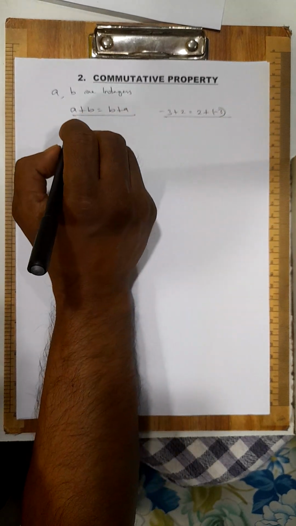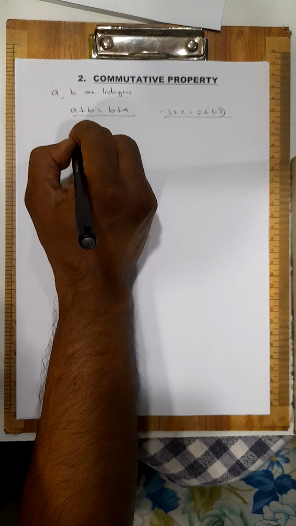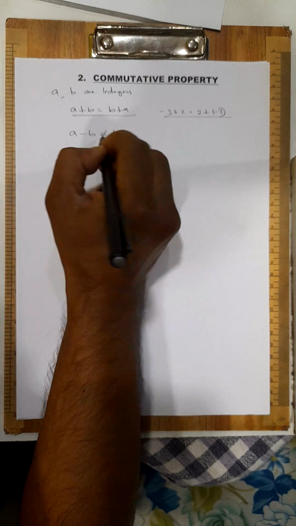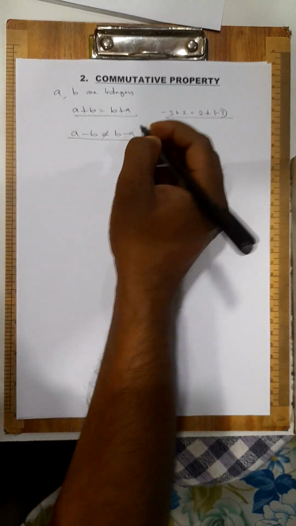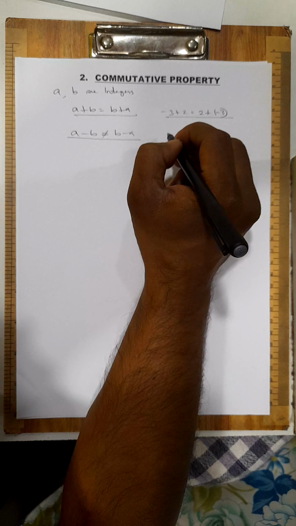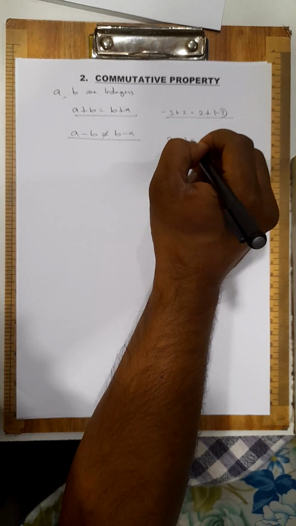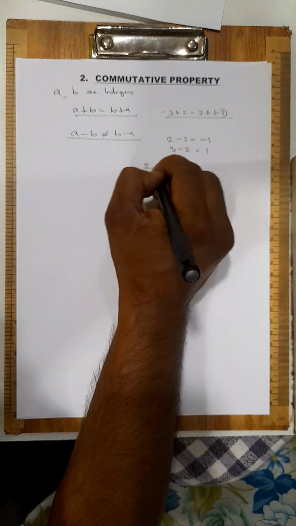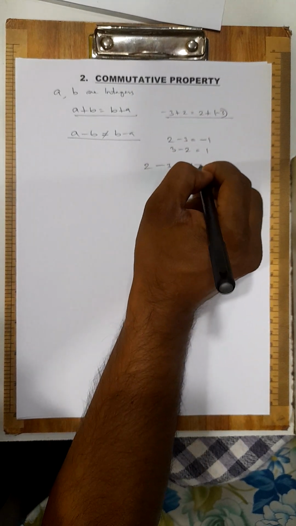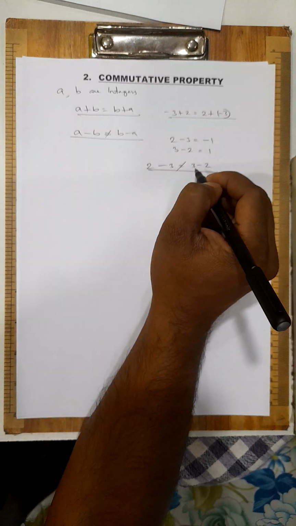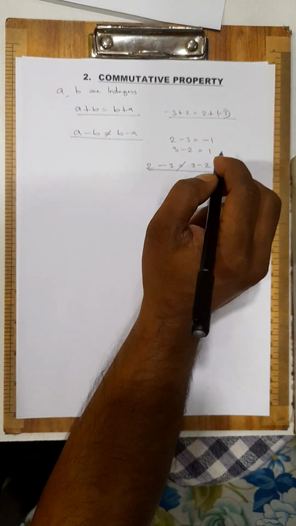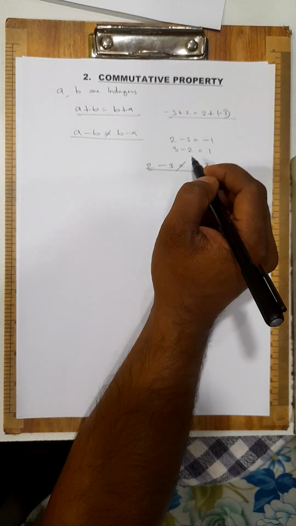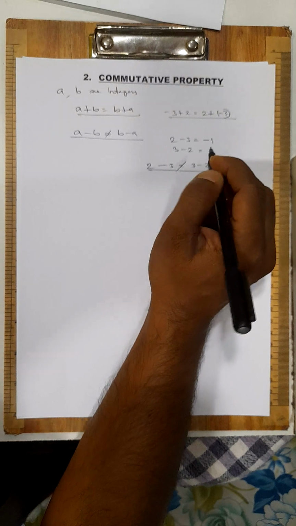Now think about operation of subtraction. a minus b not equal to b minus a. It is not true in case of two different integers. Say for example 2 minus 3 equal to minus 1. 3 minus 2 equal to 1. Therefore 2 minus 3 not equal to 3 minus 2, right? So with respect to the operation of subtraction, integers do not follow commutative property, right?